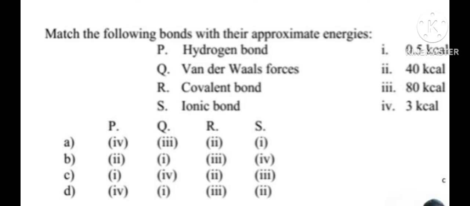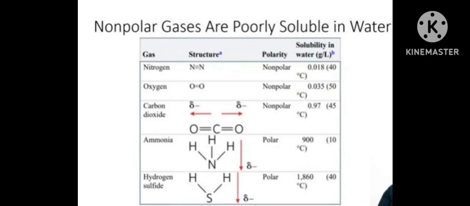And the next question: match the following bonds with their approximate energies. P is hydrogen bonds, Q is van der Waals forces, R is covalent bonds, and S is ionic bonds. Listen carefully. The answer is hydrogen bonds roughly 3 kilocalories, about 12.5 kJ per mole; van der Waals 0.5 kilocalories, roughly 2 kJ per mole; covalent bond 80 kilocalories, roughly 335 kJ per mole; and then ionic bonds. The correct answer is D.